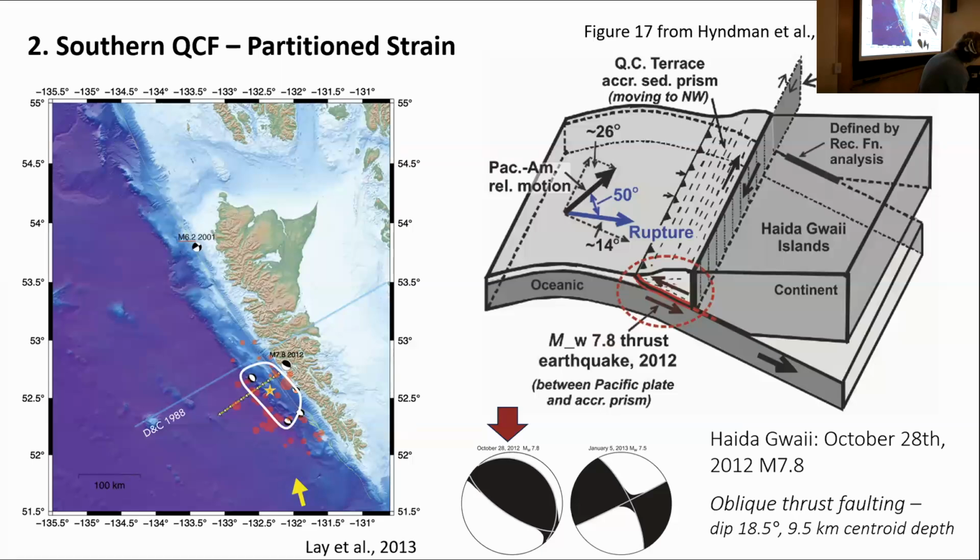And so in this cartoon, if you can follow how it works, this would be the Queen Charlotte Terrace. This would maybe be the terrestrial portion of the Haida Gwaii Islands out here. And this would have that magnitude 7.8 earthquake being accommodated along a shallow dipping thrust fault that would be representative of the interface between the Pacific and the North America plates. And so asking which of these two models is more accurate is another thing that we're interested in doing with some of the new data that we have.